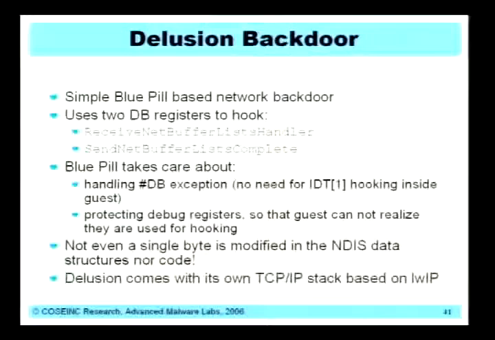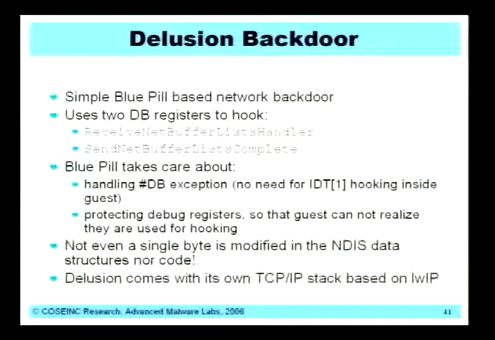And one example, a very simple example, I didn't have time to develop anything more complicated. This is a network backdoor, something very similar to DeepDoor, which I presented in January, but this time implemented with the help of this blue pill technology. So we use two debug registers to hijack execution of those two functions, receive net buffer list and send net buffer list from NDIS.